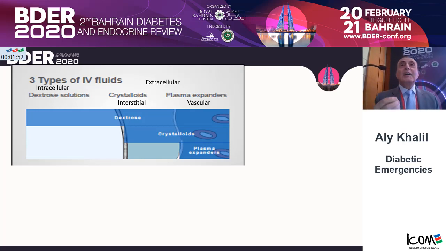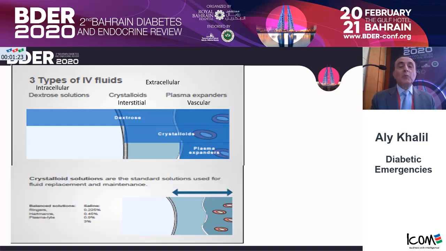Whereas the crystalloid, made of saline and other elements added to it, like bicarbonate or lactate, cannot get through the membrane between the intracellular and the extracellular, because they need a pump to be active. So they mainly stay in the extracellular compartment. Whereas the best one that stays in is the plasma expanders. So that's why normal saline or Ringer lactate is the best solution to use in those cases.